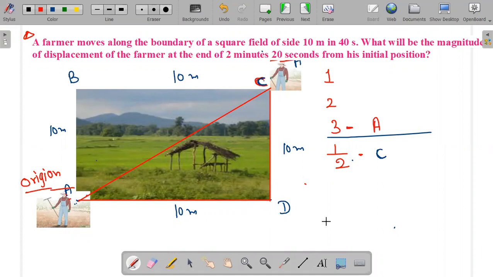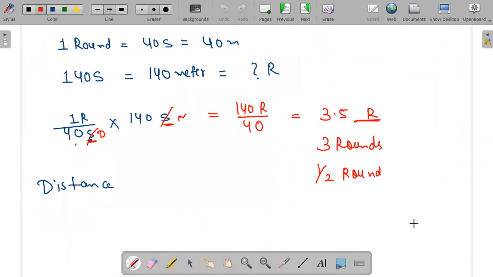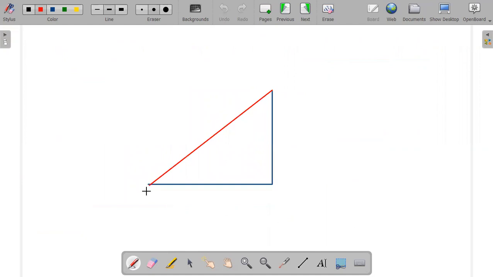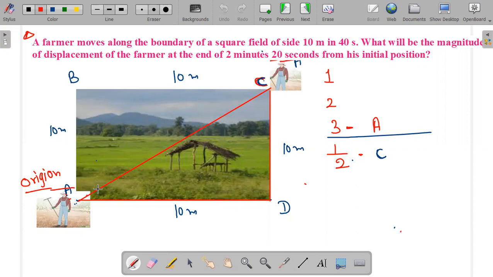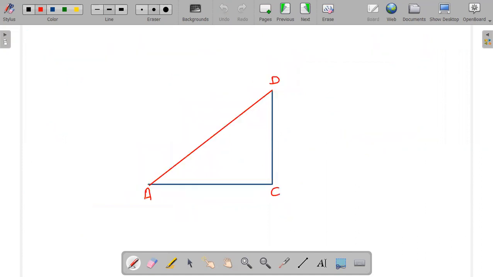Okay, so this is D, this is A, this is D, and this is C. A to D is 10 meters. Okay, this is actually the hypotenuse. A to C is the hypotenuse, and A to D is 10 meters. I have to find this value.